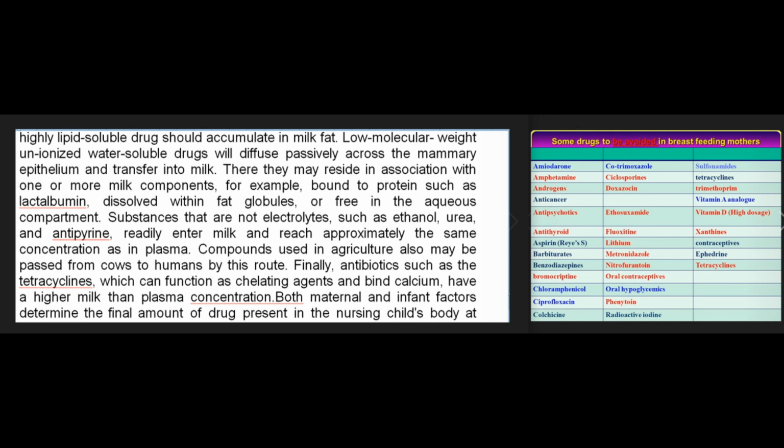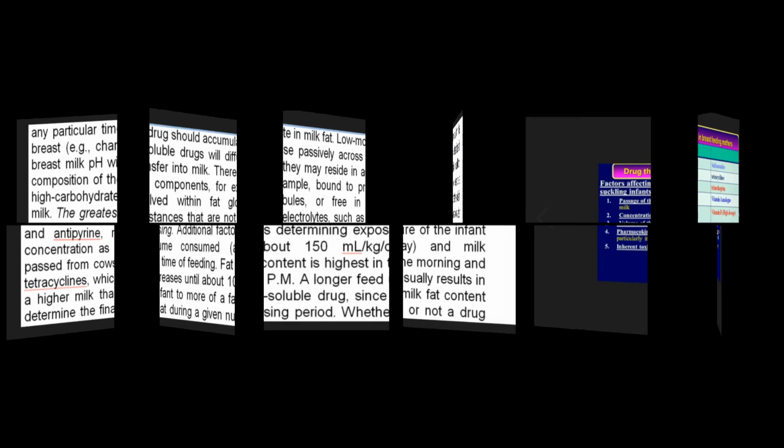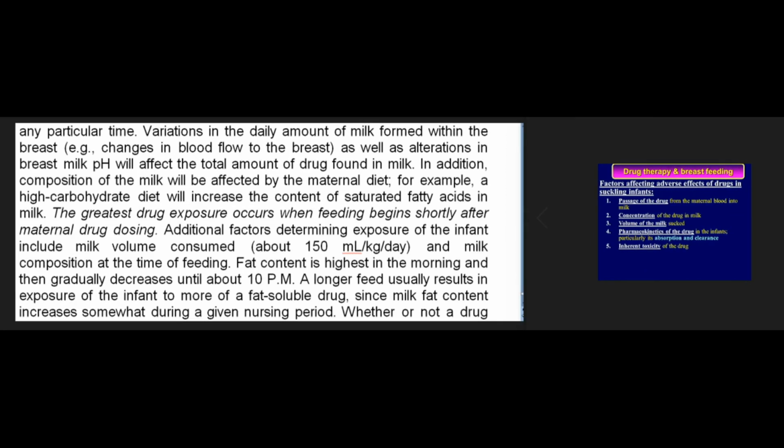Finally, antibiotics such as the tetracyclines, which can function as chelating agents and bind calcium, have a higher milk than plasma concentration. Both maternal and infant factors determine the final amount of drug present in the nursing child's body at any particular time. Variations in the daily amount of milk formed within the breast, for example changes in blood flow to the breast, as well as alterations in breast milk pH will affect the total amount of drug found in milk. In addition, composition of the milk will be affected by the maternal diet. For example, a high carbohydrate diet will increase the content of saturated fatty acids in milk.